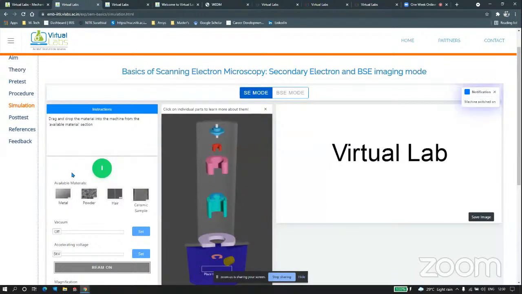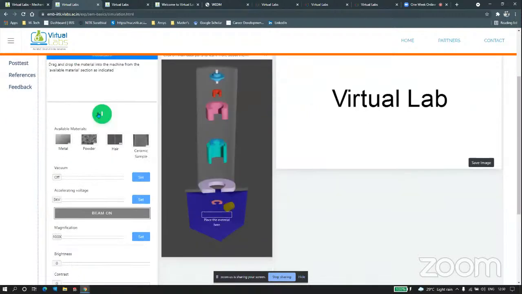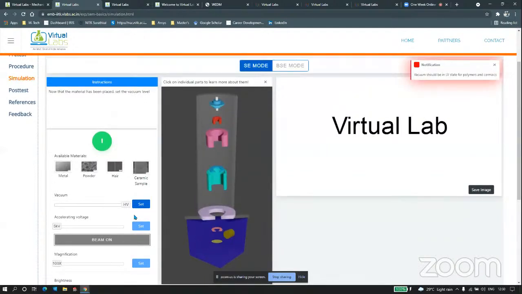Every time I do a correct step, a notification will pop up over here. Now it is asking me to place a material. I will drag it here, and it is asking me to place the material here. I will do that. Now it is asking me to set the vacuum level. I will set it at high vacuum. For a human hair, the vacuum should be at low vacuum. The notification is telling me to set it at low vacuum, so I'll do that.